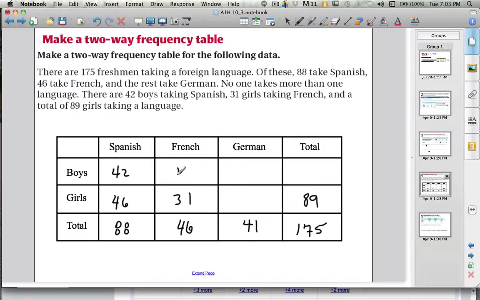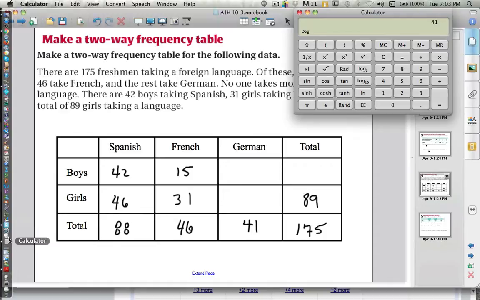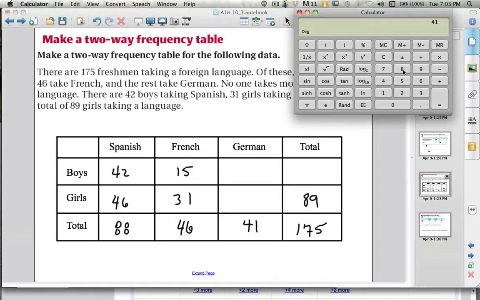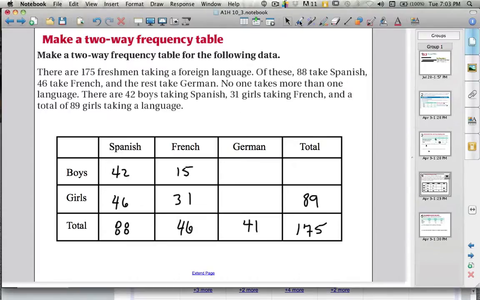Equally, I know that 15 boys are taking French, because 15 plus 31 equals 46. The other thing I can figure out here is how many girls are taking German. So if I take the 89 girls, minus the 46 who take Spanish and minus the 31 who take French, that leaves 12 girls taking German.